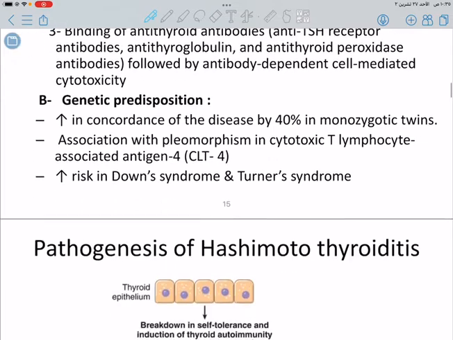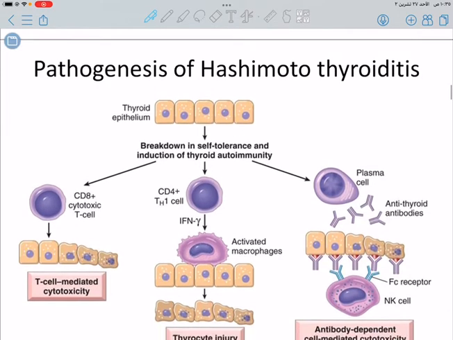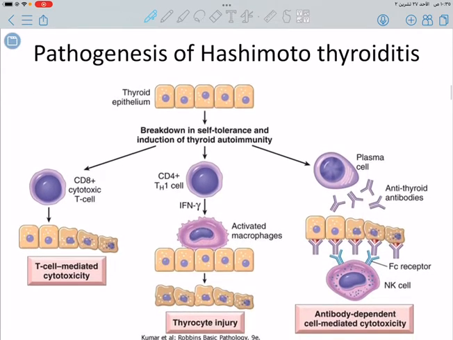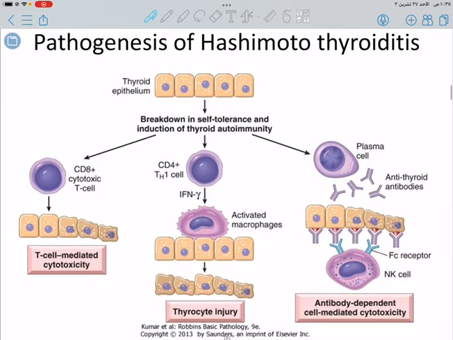So this is an illustration. Starting from the left side, the CD8-mediated cytotoxicity to the follicular cells and the destruction of the follicular cells, and then, as we said, CD4 helper cells activate macrophages, and the macrophages lead to more and more destruction of the follicular cells. On the far right side, the plasma cells produce autoantibodies. There are a lot of autoantibodies produced in Hashimoto's thyroiditis that lead to destruction of the follicular cells.